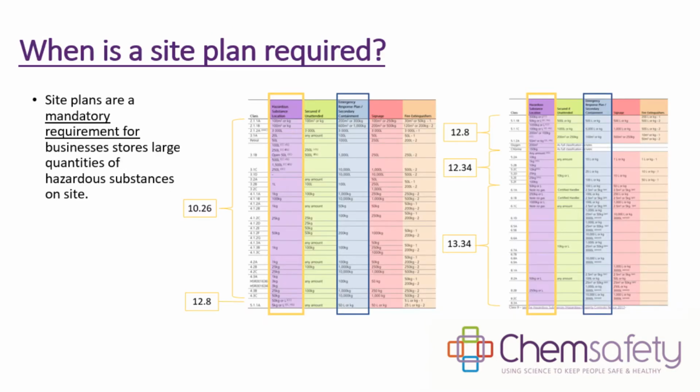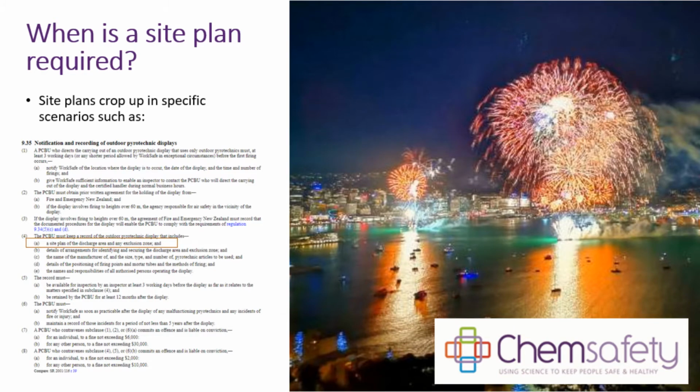Site plans become a mandatory requirement for businesses which store large quantities of hazardous substances on site. For example, in yellow here are some references to thresholds relating to different types of hazardous substances between classes 2 and 8. The references here are for different segments of the regulation, and in blue we've also got some areas where you have thresholds associated with emergency response plans. There are some other scenario-specific events that require a site plan, such as an outdoor pyrotechnic or fireworks display. These are slightly different to the ones that we'll be looking at for this webinar.